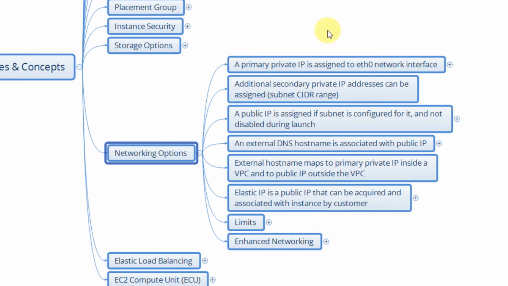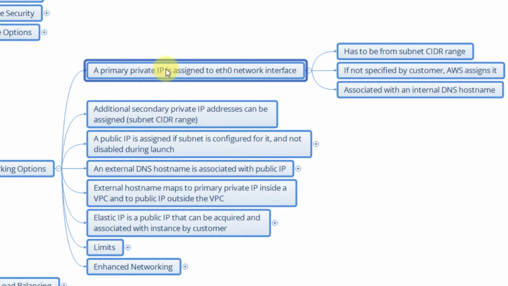Networking options. I've covered a lot of this in the quick learn video on VPC, but I'll do a quick summary here. When an instance is launched, a primary private IP is assigned to the eth0 network interface. This primary private IP has to be from the subnet CIDR range. A customer can specify it, but if not, AWS assigns it. Again, it has to be from this range. And this primary private IP is associated with an internal DNS hostname.